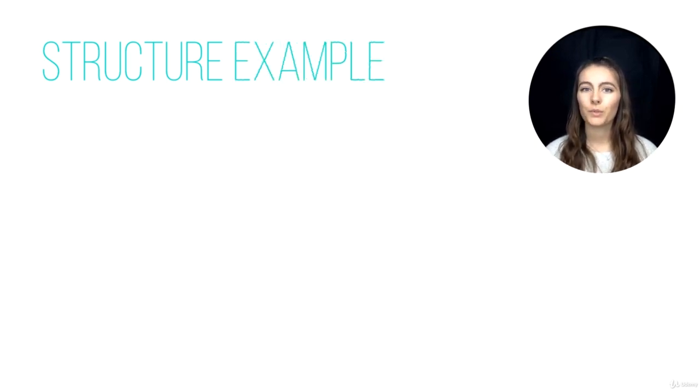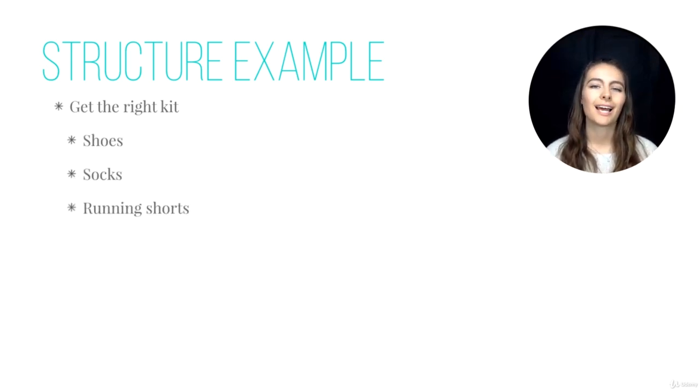So for example, with the "get the right kit" point, the subpoints might be socks, shoes, running shorts, and running tops. Then I need to order these too. And I don't need to structure them in the same way that I've structured the main points or the same way that I've structured any other subpoints. For this example, I could do them in order of importance or in order of price.